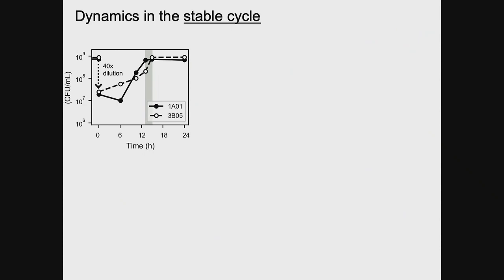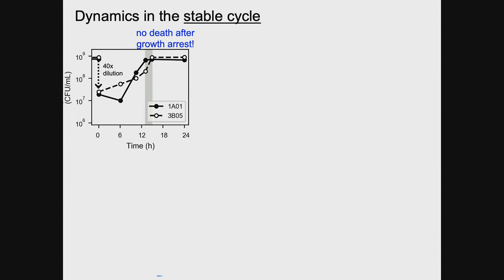All right, so then we look at the dynamics during the cycle. We do a number of cycles. After five cycles, we're in what we call a stable cycle, and then we did measurements in between. And you see some very interesting behavior. This is a 40x dilution in our experiment.